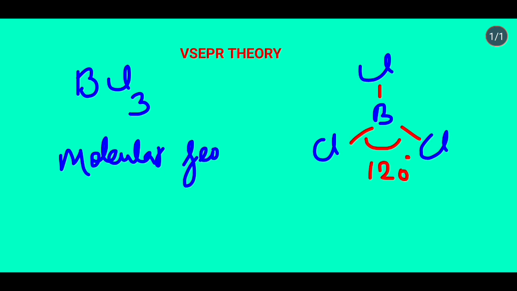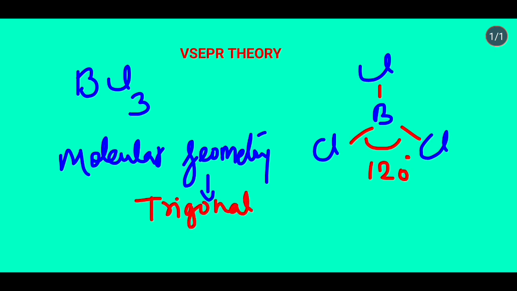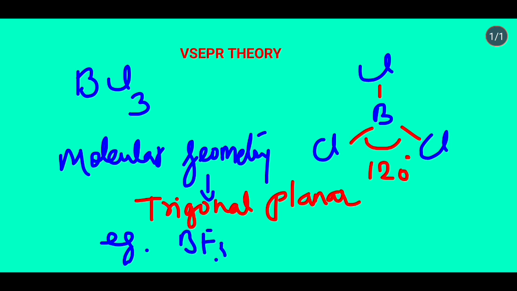There are 3 pairs of electrons, so the molecular geometry is trigonal planar, with 120 degree angles. There are three electron pairs. Examples: BF3, BCl3, and many more.